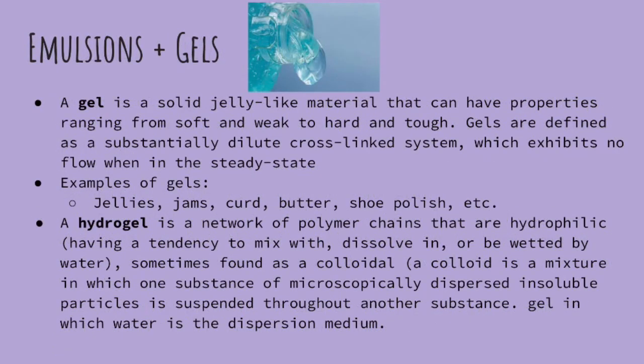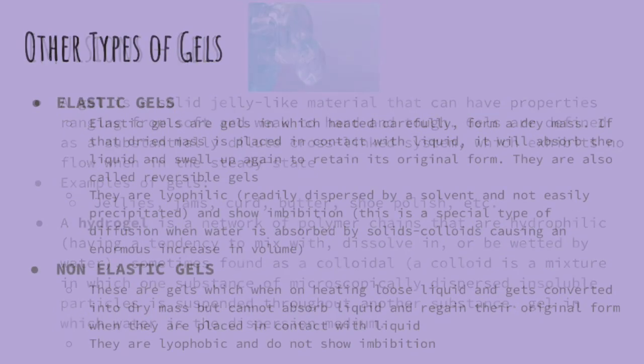So the next few slides are going to be about gels, and a gel is basically a solid jelly-like material that can have properties ranging from soft and weak to hard and tough. A more technical definition is that gels are defined as a substantially dilute cross-linked system, and they exhibit no flow in the steady state. Some examples are jelly, butter, and shoe polish. Another type of gel is called a hydrogel, and the definition is on the side. I don't want to make this video too long, so it's right there for you guys.